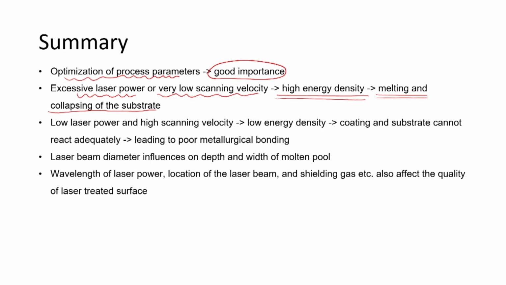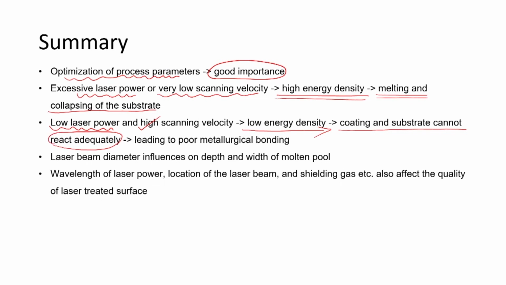If you apply low laser power and if you increase the scan velocity tremendously, then the problem would be that you will be getting low energy densities, and these low energy densities may not be sufficient for the coating. You will not have proper melting and mixing of the deposition material with the substrate material, and there may not be adequate reaction of the alloying elements with each other. That may lead to a poor metallurgical bonding of the deposition material with the substrate material.